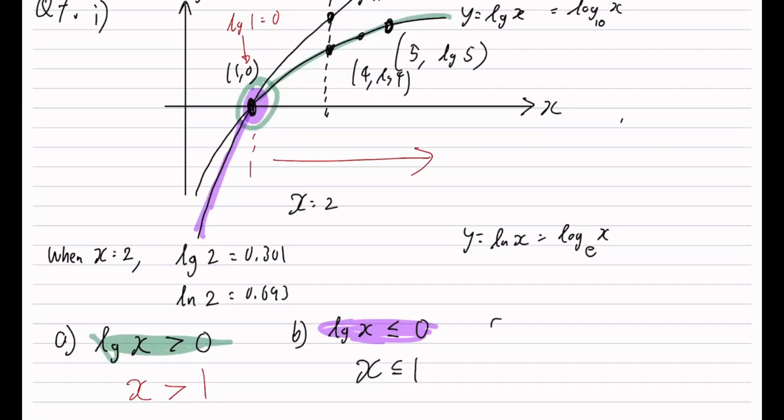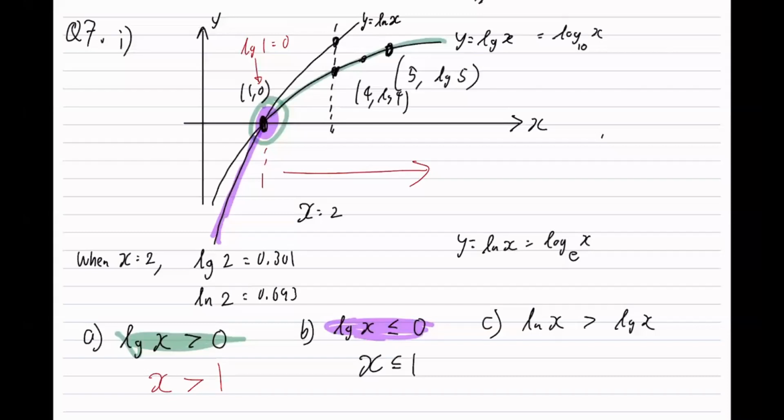How about part C? ln x more than lg x. So ln x more than lg x means what? You want the part of the graph where the ln is above the lg. So which part? Can you highlight for me?